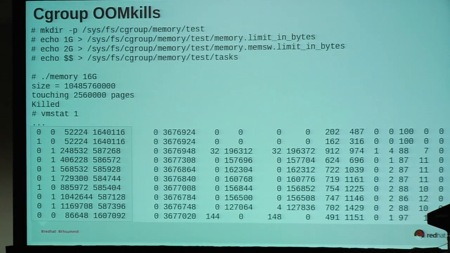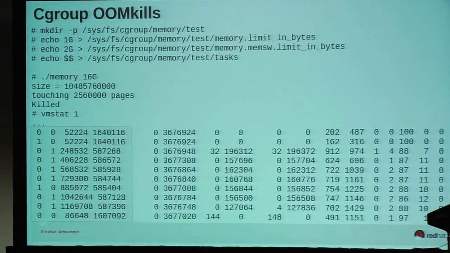And once again, I just created a small C group that's a subset of my system. I actually created the C group. I set the memory limit in bytes to 1 gigabyte, the memory plus swap to 2 gigabytes. So what's going to happen is it's going to allow it to consume 1 gigabyte of RAM plus 1 gigabyte of swap, so a total of a 2 gigabyte allocation. And I say run everything in the C group, and then finally I run a program that says allocate 16 gigabytes. And you can see down the bottom here, this is a vmstat output.